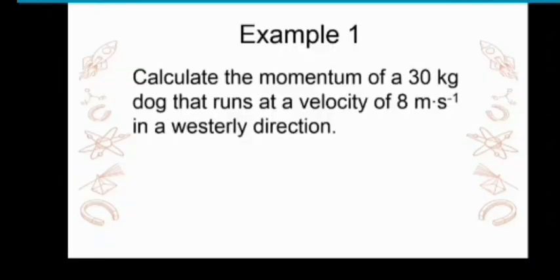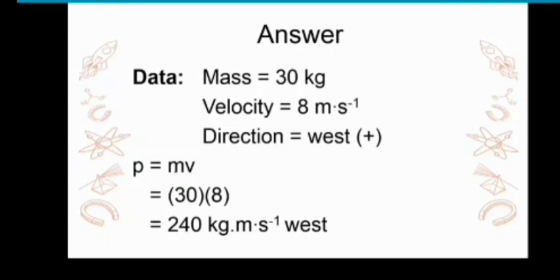Right. Look at one example. Calculate the momentum of a 30-kilogram dog that runs at a velocity of 8 meters per second in the westerly direction. The first thing we do is to extract our data. The mass is 30 kilograms. Our velocity is 8 meters per second. The direction is west. We take west as positive.